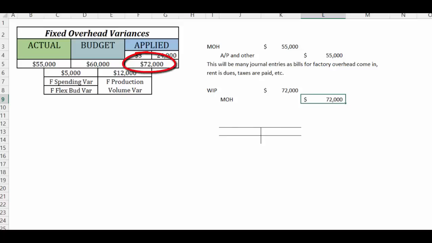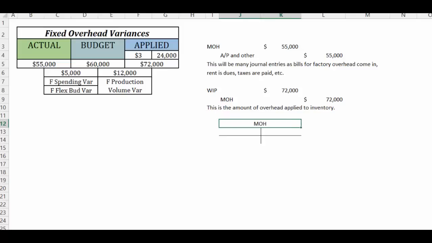Now, if you think about this as every time they start one more jogging suit, they apply $6 more because they're going to use 2 more direct labor hours, then every time, so let's say they start a batch of 100 suits, they're going to journalize an application of $600. And eventually they have over-applied this by the $12,000 that we see. Now again, if we put this into a little T account, we post the $55,000 actual on the left, the $72,000 applied on the right, and we are over-applied by $17,000.